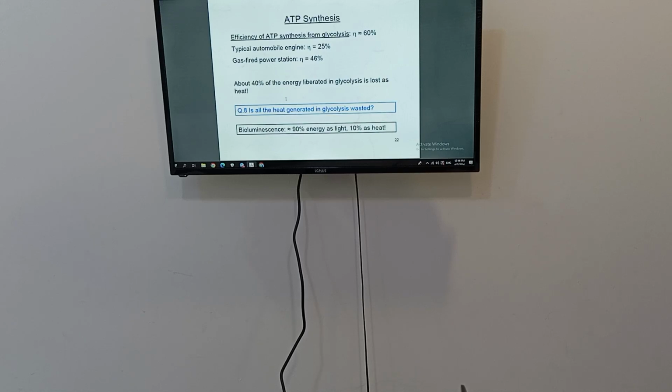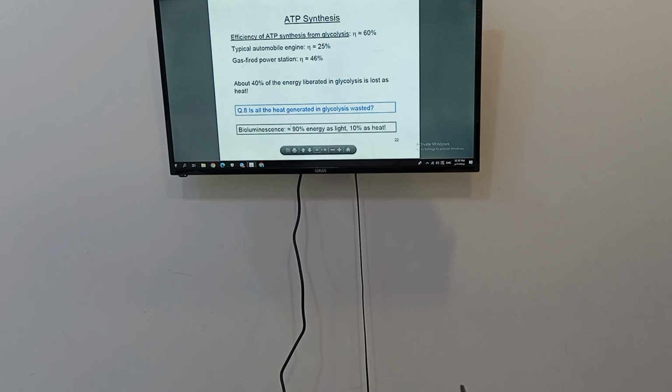ATP synthesis: the efficiency of ATP synthesis from glycolysis is approximately 60%. A typical automobile engine is 25%, and a gas fired power station is 46%. This is the efficiency of ATP synthesis. About 40% of the energy liberated in glycolysis is lost as heat.